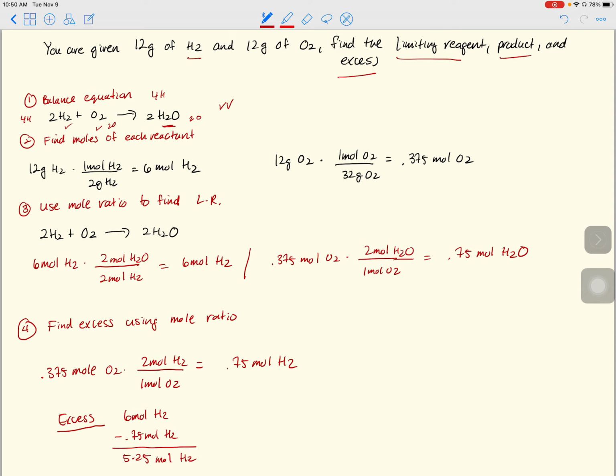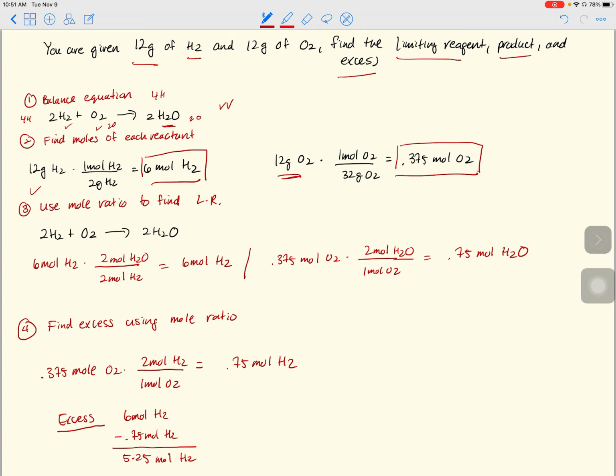Now, after you balance the equation, the next step is to find moles of each reactant. And the way we do that is to use molar mass, which is just a fancy way of saying how many grams per 1 mole. And so we're given 12 grams of hydrogen, and then we use the molar mass. For every 1 mole of hydrogen, there's 2 grams. And so in 12 grams of hydrogen, we have 6 moles of hydrogen. And from 12 grams of oxygen, using molar mass, we get 0.375 moles of oxygen. Okay, now that we know the moles, let's do the limited reagent.